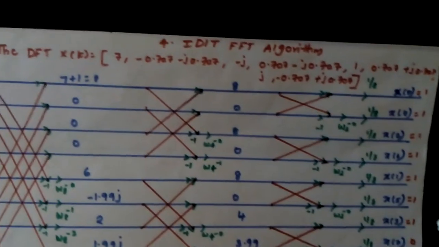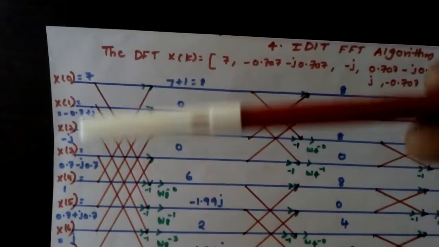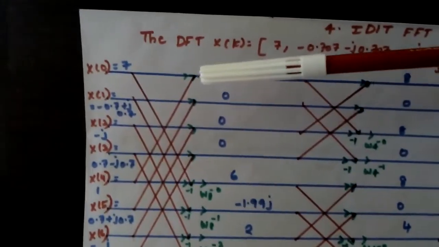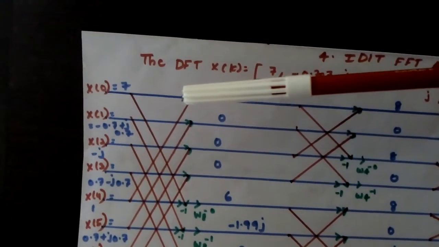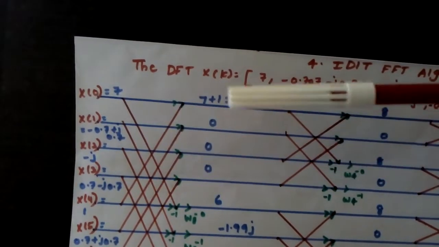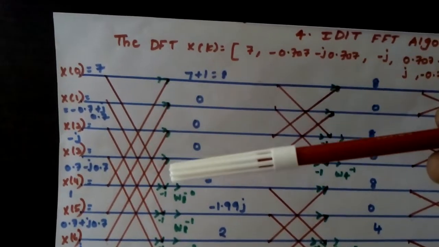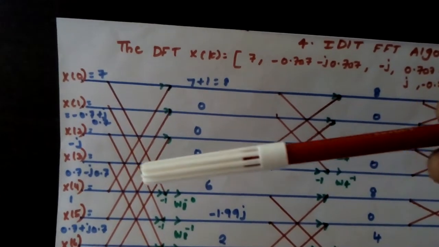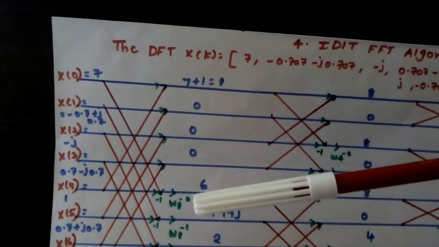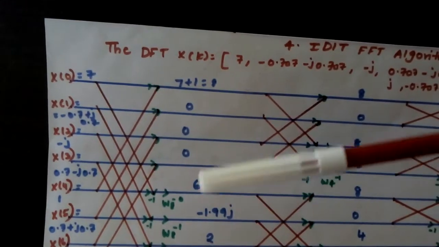Here the given sequence is X of k, as they have given. As it is, you can write X of 0 to X of 7, all the values. To find the first value, the straight line is coming here and joining with this line, that is X of 0 adding with X of 4, that is 7 plus 1, here it will be 8. Similarly, coming to this point, the line is coming as 7 and here X of 4 is 1, multiplied with minus 1. So here it is 7 minus 1, it is 6, and the 6 will be multiplied with your twiddle factor. That means W8 to the power minus 0, value is 1. So here it is 6.